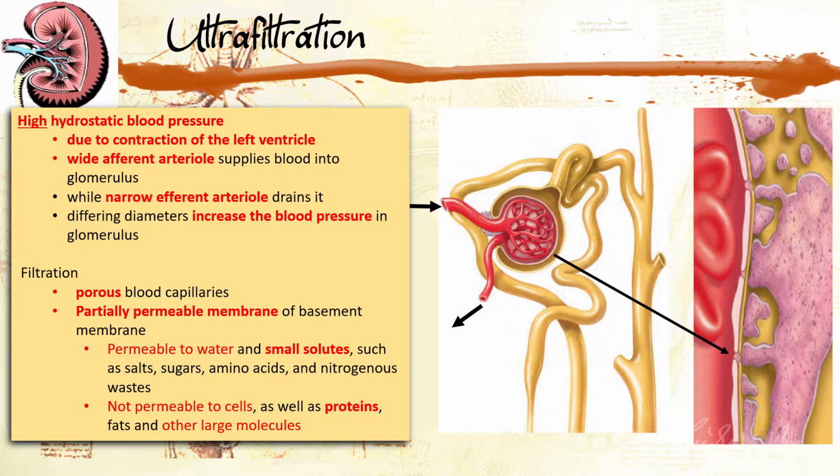The important thing to take note of is what is coming out and what is staying inside. What is coming out is your glucose as well as nitrogenous waste, specifically urea. What is staying inside is your red blood cells as well as your proteins, because they are too big.